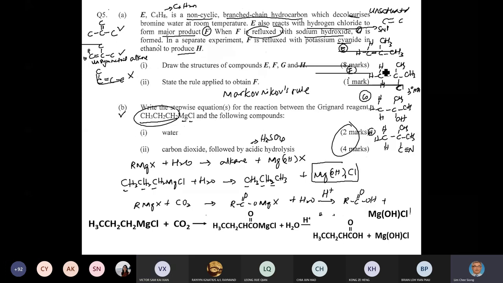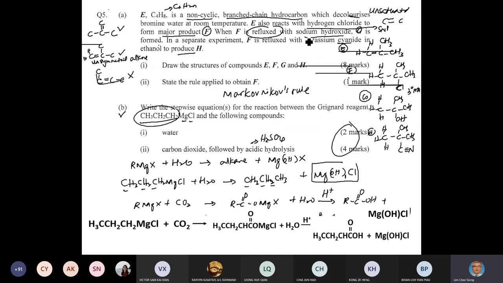Sir. Yep. For the H, right? Product H, but when it undergoes elimination, why is the product not an alkene? Can you repeat your question? I mean, F reacts with potassium cyanide, right? Yep. Oh, I get it already. Sorry, that one is substitution. Yep, correct. Okay, it's okay, small case.